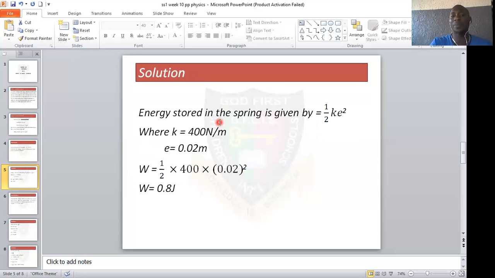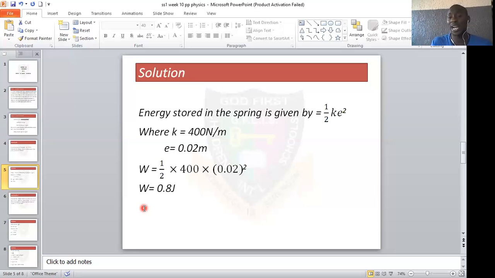So apply the parameters into the formula, you have 1 over 2 times 400 times 0.02 squared. Pick your calculator. If you solve this, that is 400 times 0.02 squared divided by 2, you have your work done as 0.8 joules. It is as simple as this. This is a way by which you calculate the energy stored in an elastic material, the work done by the force to stretch or compress a material.